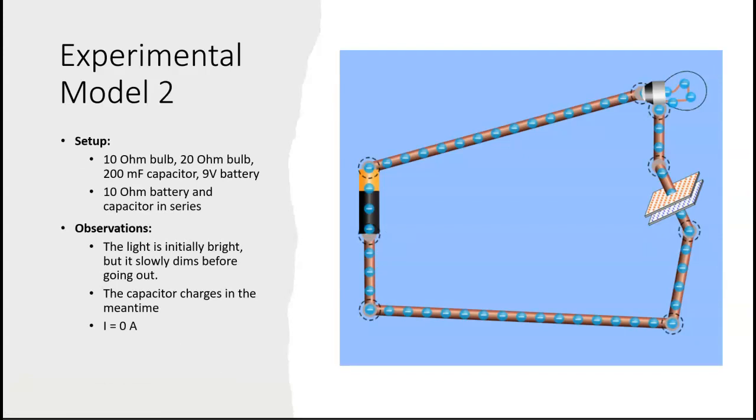And here we go into experimental model 2, which uses a 10 ohm bulb and a 20 ohm bulb and a 200 millifarad capacitor and a 9 volt battery. The bulb, battery and capacitor are held in series. We observe that the light is initially bright, but it dims down before going out because the capacitor is charging up in the meantime. We also conclude that once it's charged up, the flow of electrons ends up being 0 amperes.